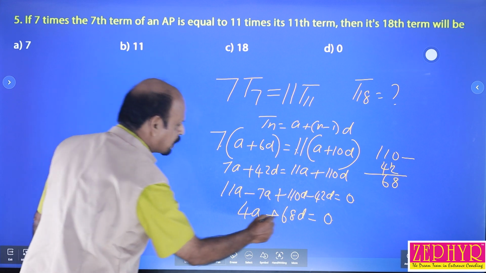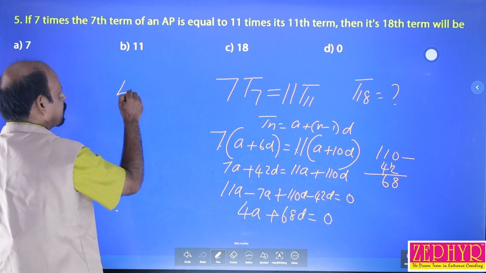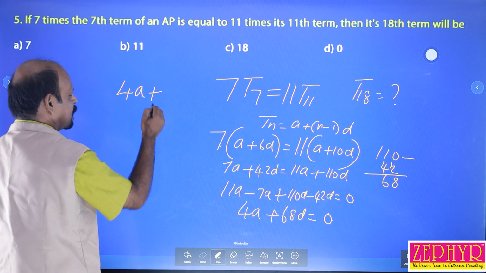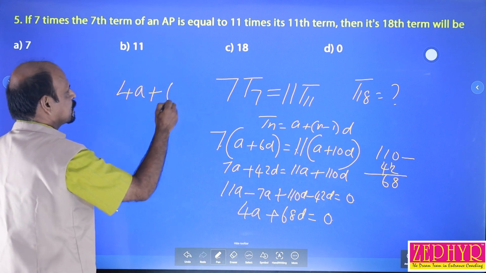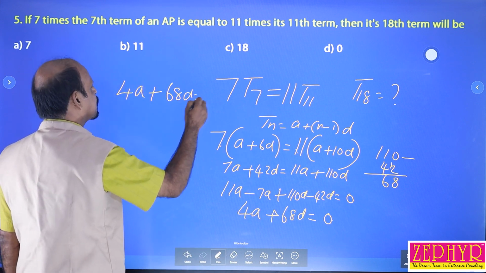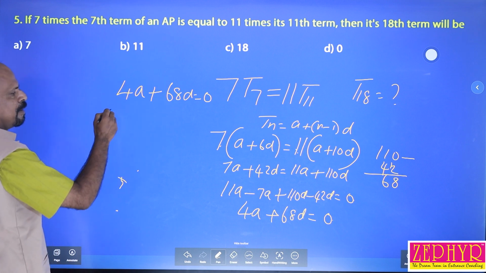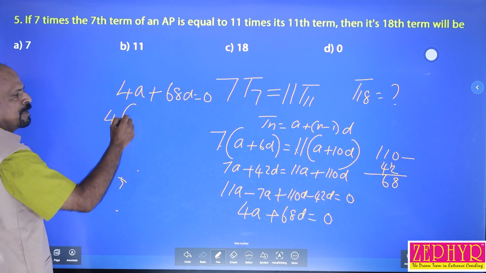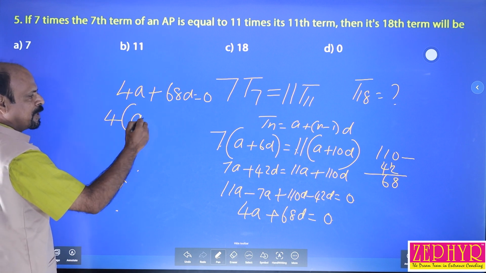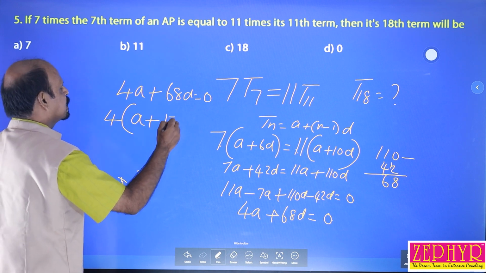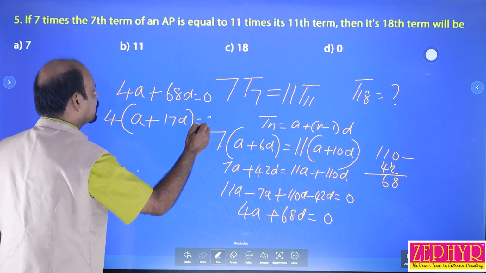From this term, you can take 4 common. You got the equation as 4a plus 68d equal to 0. You take the common term outside. 4 is a common term. 4 outside: 4 into (a plus 17d) equal to 0.